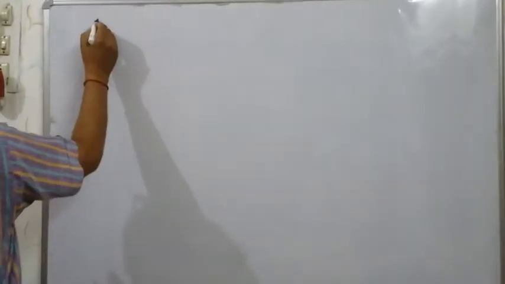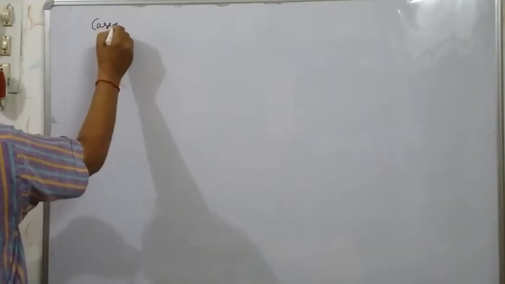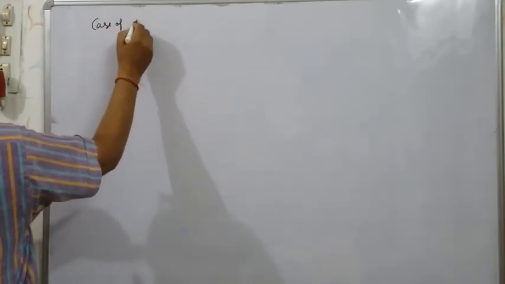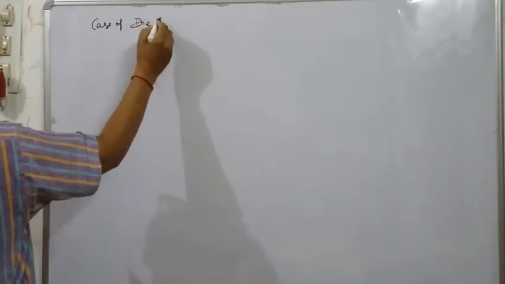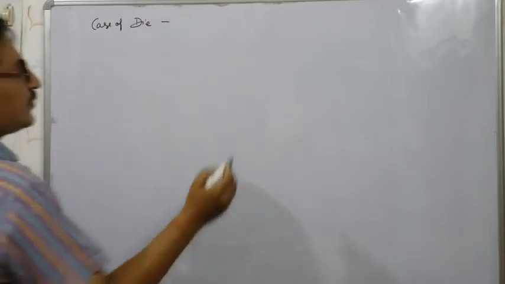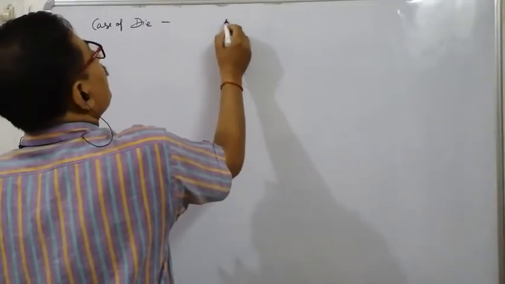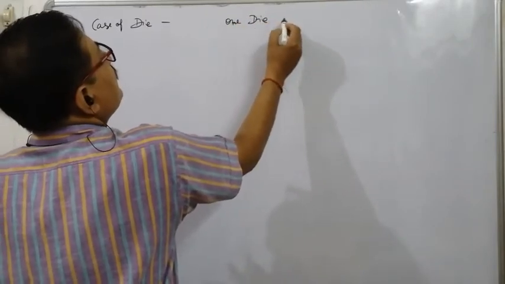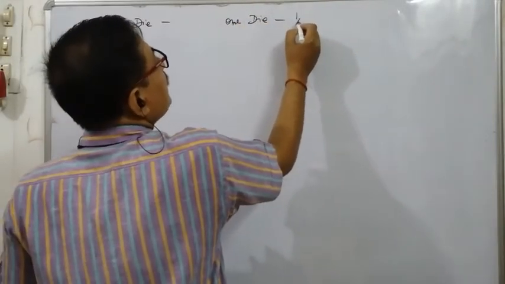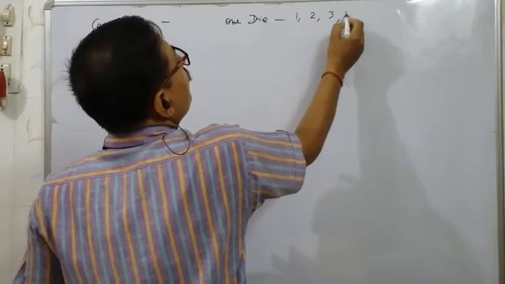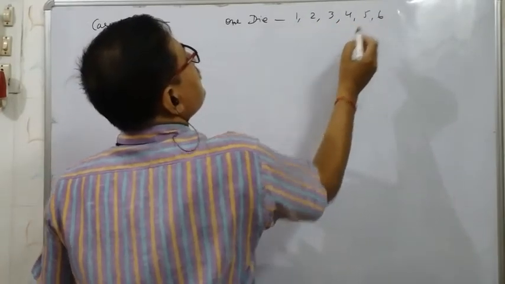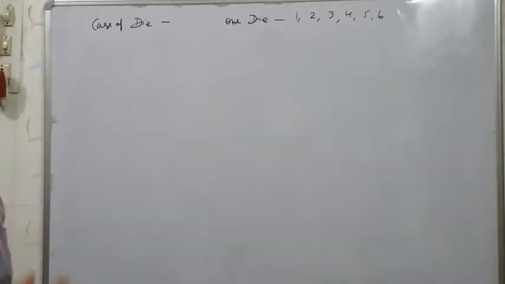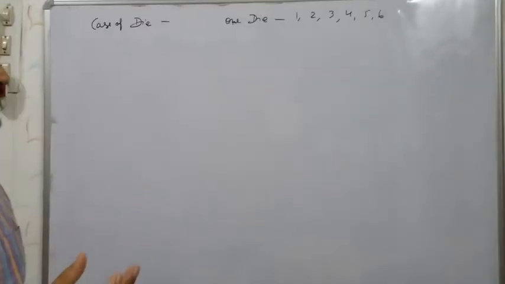Now next is the case of die or dice. When one die is there, the possibilities are 1, 2, 3, 4, 5 and 6. You'll see that a die is in a cubical shape.